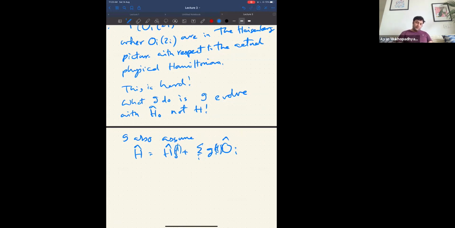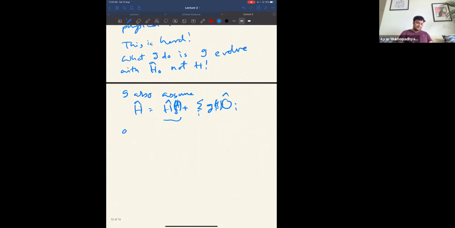So what I do is I evolve using this Hamiltonian H0 and not using this, right? And then I can compute, I'll also assume, and compute in perturbation series in the coupling. So if these are small, what I can do is expand in these couplings and compute this systematically. So that's the basic idea.